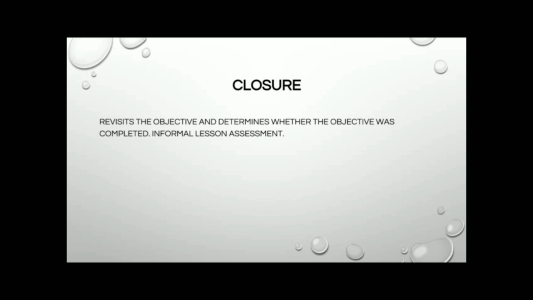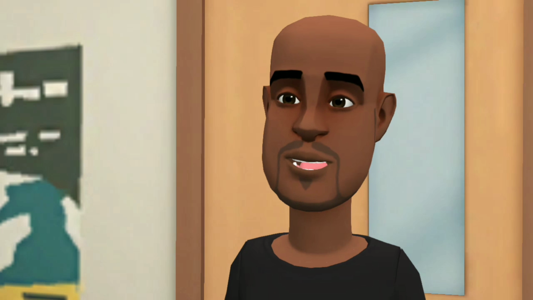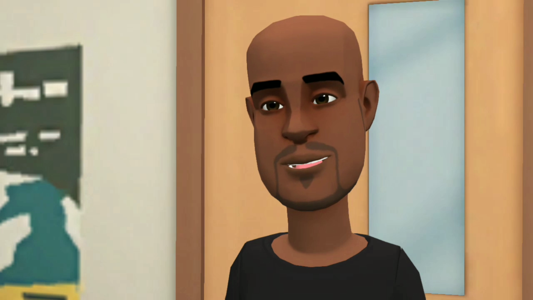Last but not least, you have closure. You're going to revisit the objective and you're going to figure out, did you get to the objective? Did you complete the objective? This is an informal assessment and it can provide some information for future planning as well. That's all the topics in a nutshell. Those are all the components. And like I said, we'll go into detail about each specific one in subsequent videos. This is just the overview. I will go into detail for each component. Our next video will examine standards in detail.